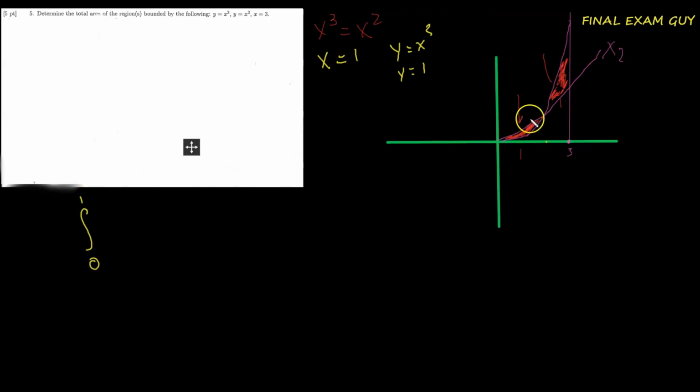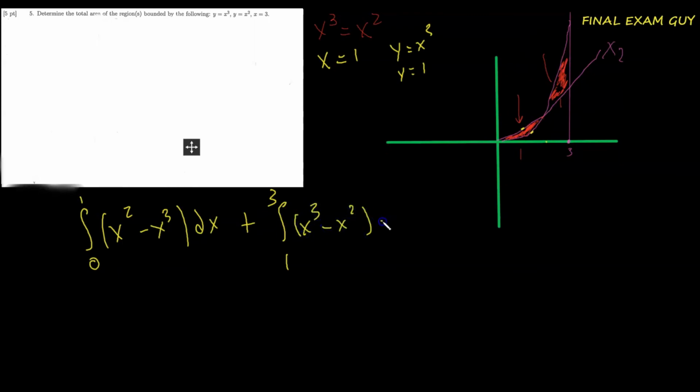And what functions are bounded here? So we got x cubed on this. This one is x cubed. This one is x squared. So x squared minus x cubed, because x squared is on top, dx. And our second integral is going to be from 1 to the outer bound, which is 3. And the top function is x cubed, and the bottom function is x squared. And that's it. We set it up.